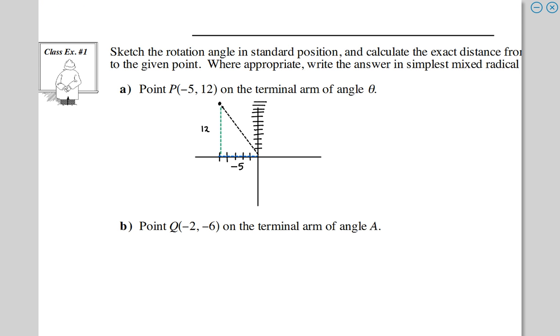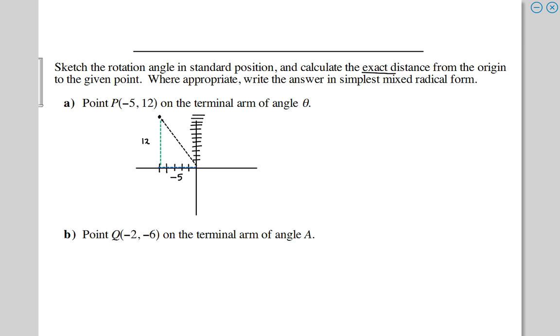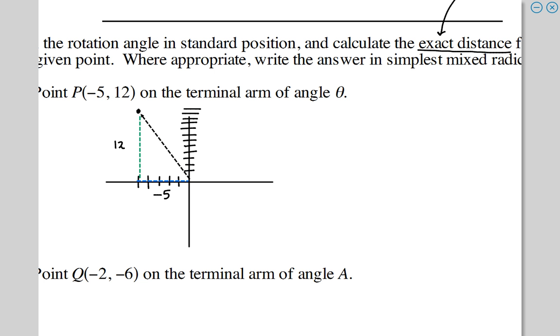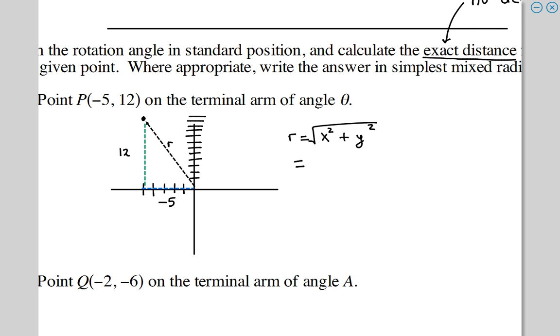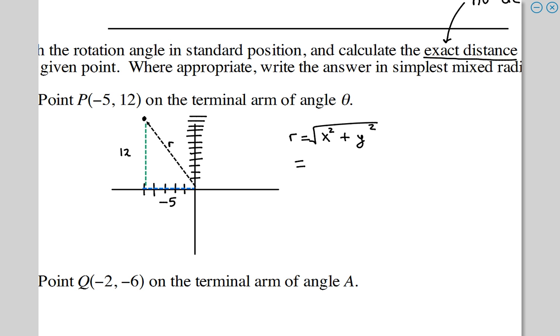They want us to probably solve for the length, right? Exact distance. Again, what does this exact mean in math? I'm going to ask one person in particular. You know who you are. Exact. What does it mean? No decimals, right? No decimals, okay? So let's find this value r. R is equal to x squared plus y squared square rooted. Do you guys agree? What happens when you square a negative value?